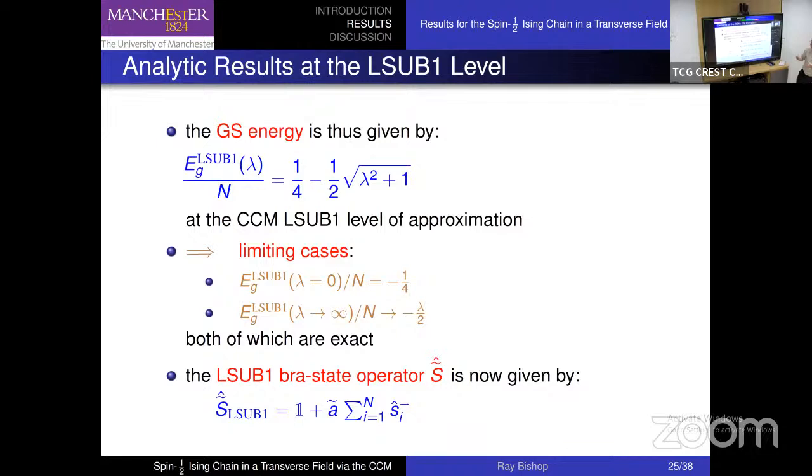That gives me the ground state energy. That can now be compared. This is a trivial approximation, right? So this can be compared with the exact or the classical. We will in a moment. I'll put graphs up of all of these. It's got the right limits as lambda goes to zero and lambda goes to infinity. It's got exactly the right limits.